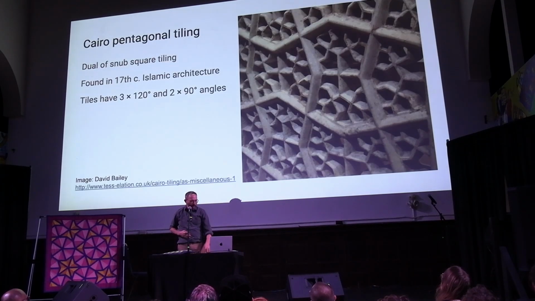Okay, so the central part is based on this very, very old tiling called the chiropentagonal tiling, which is the dual of the snub square tiling, which is one of the semi-regular tilings. If you're a tiling geek, there's all kinds of cool trivia about the chiropentagonal tiling. But you have these pentagons. They have 120-degree angles and 90-degree angles.